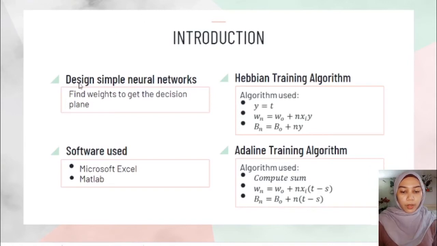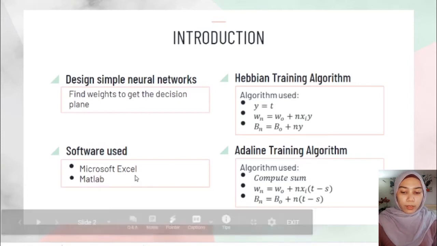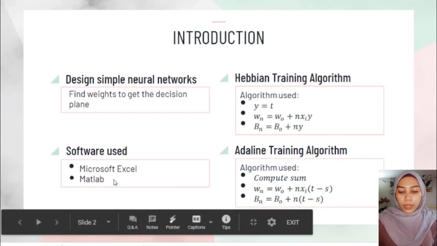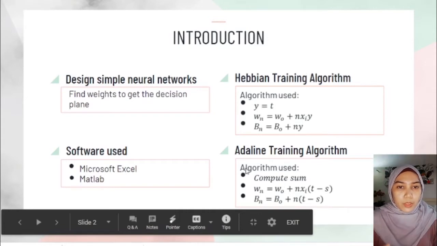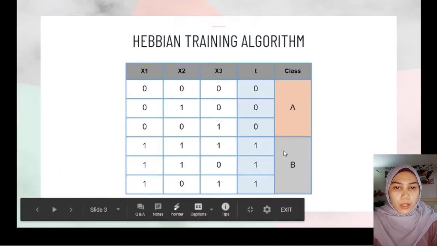Firstly, we have designed a simple neural network to find a way to get the decision plane, and then we use Microsoft Excel and MATLAB software. And these are the Hebbian and Adaline formulas, which are the algorithms that we use. We will go through the demonstrations one by one. So I will pass the first demonstration to Siti Hawa.